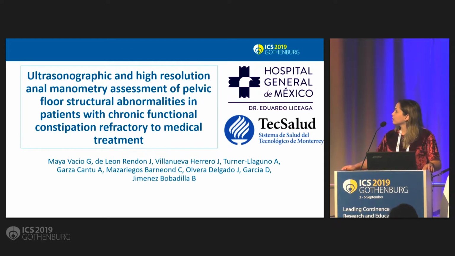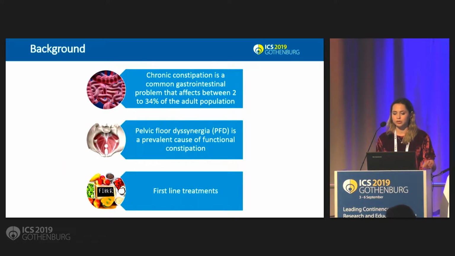Today we're going to talk about the ultrasonographic and high-resolution anal manometry assessment of pelvic floor structural abnormalities in female patients with chronic functional constipation refractory to medical treatment. As we all know, chronic constipation is one of the most common chief complaints in general practice, and this problem affects between 2 to 34% of the adult population. Pelvic floor dyssynergia is a well-known and prevalent cause of functional constipation.